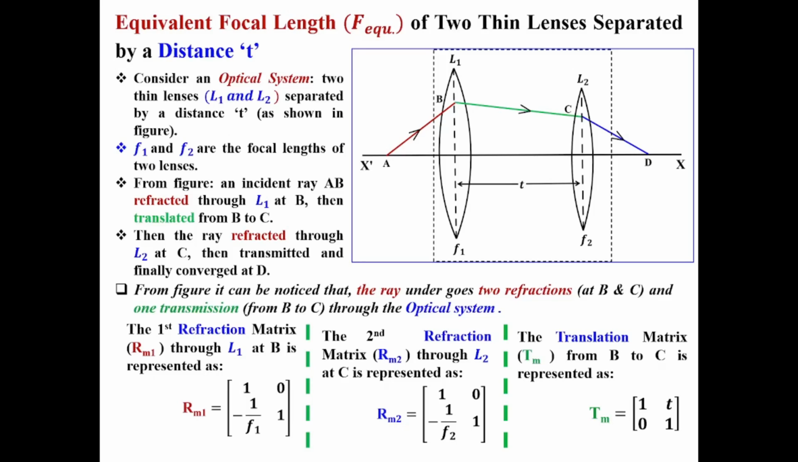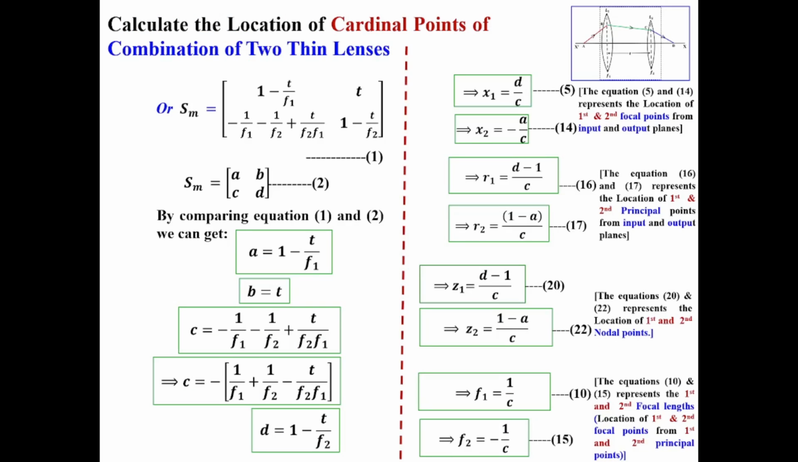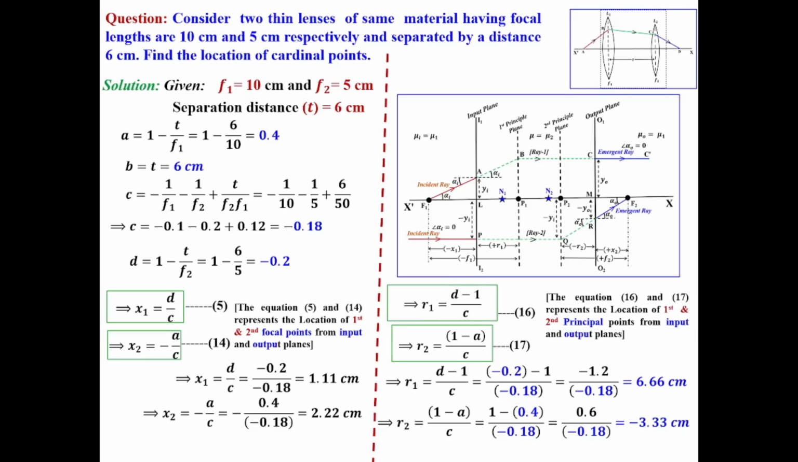Okay, hello everyone. In the last class, we discussed in detail the equivalent focal length of two thin lenses separated by a distance t. We also discussed the location of cardinal points of a combination of two thin lenses, and we discussed one question based upon that concept.